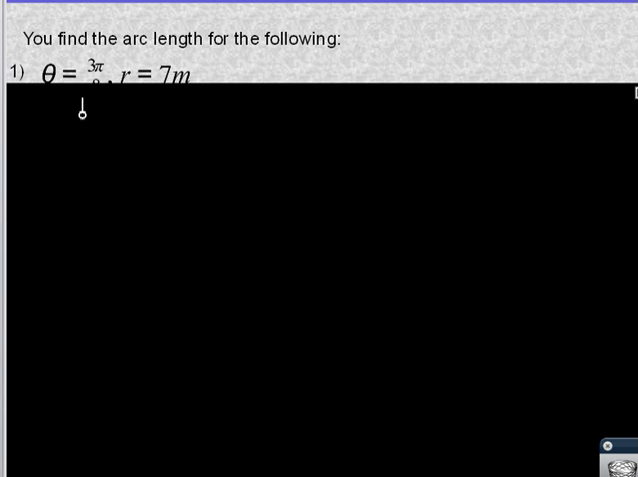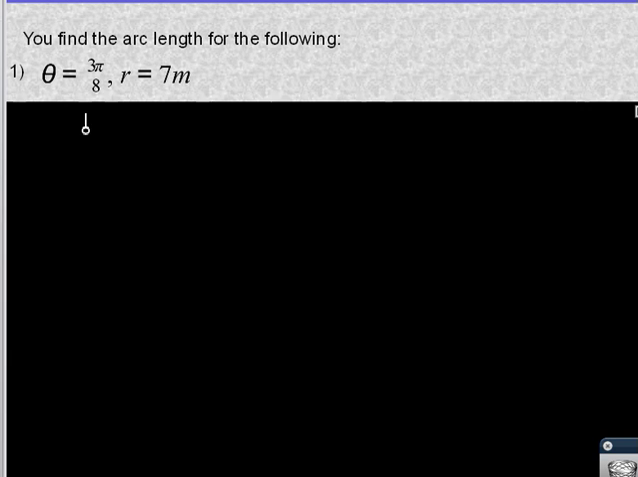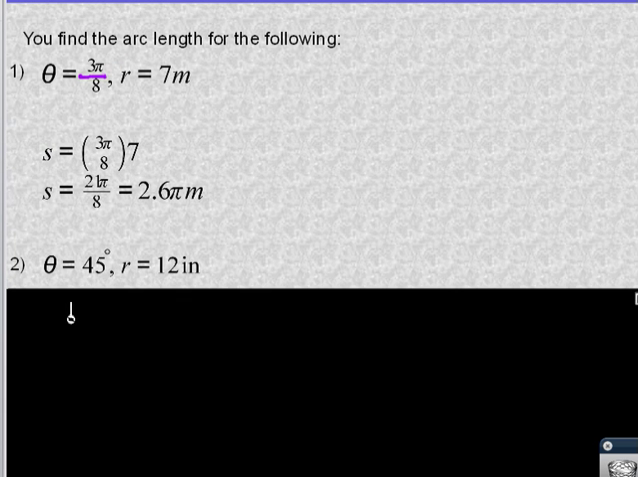All right, you should try this one. So 3 pi over 8 is your central angle, radius is 7 meters. And then I'll give you a minute to try that. Here's a solution. Here is an example using degrees. So you should be able to do both of these.